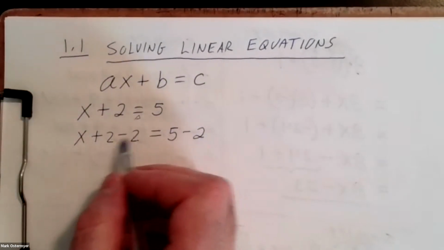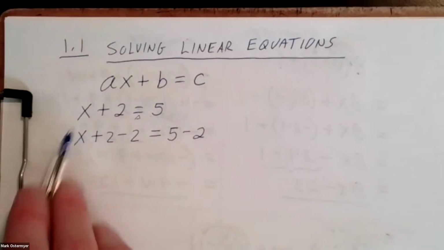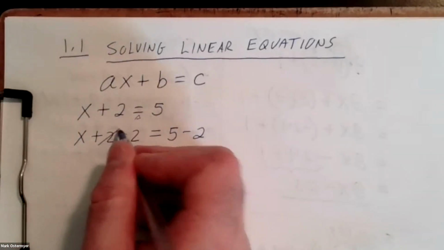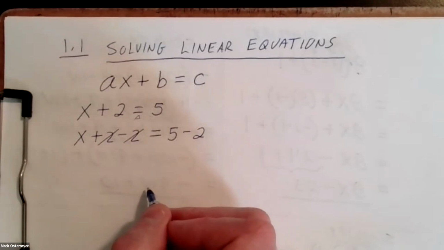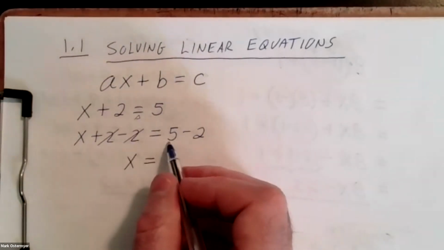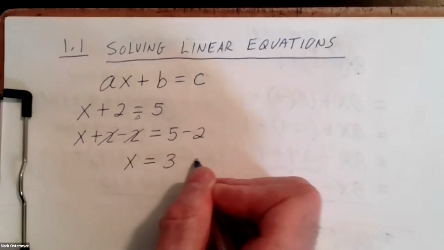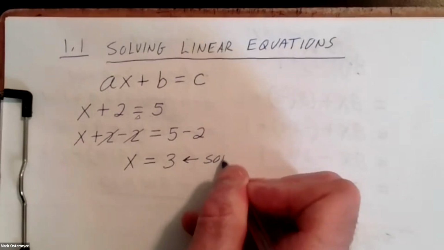Now the 2's on the left side of the equation add up to 0. 2 minus 2 is 0. Or we say the 2's just cancel out. They're gone, and it leaves you with just x. And on the right side will be our solution. 5 subtract 2 is 3. We're done. This is called your solution to that equation.